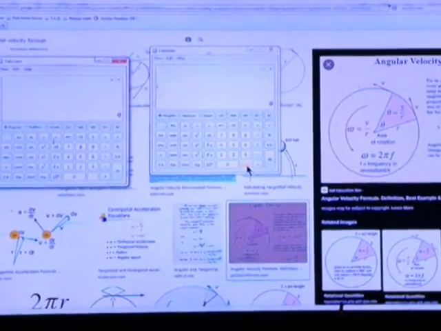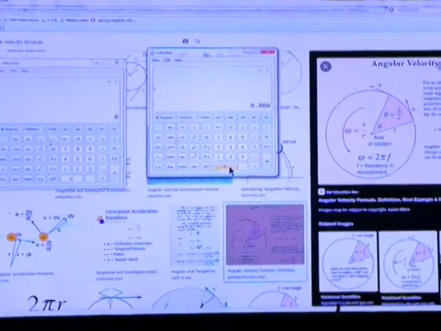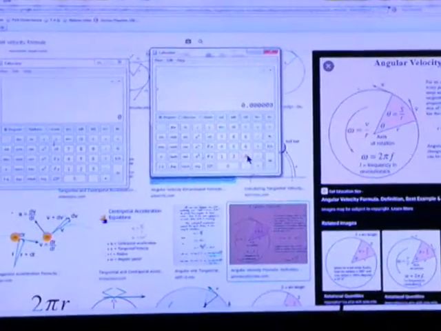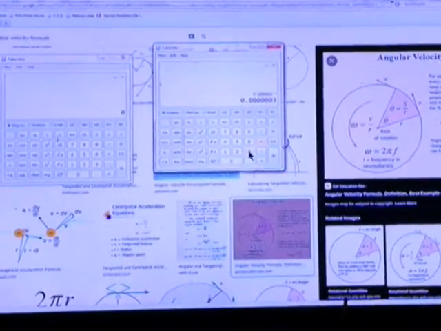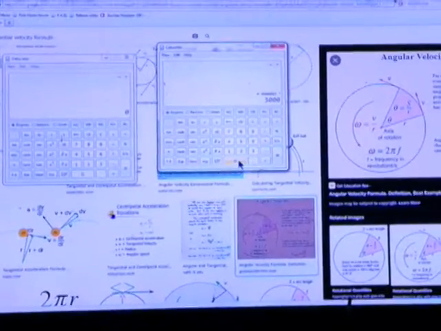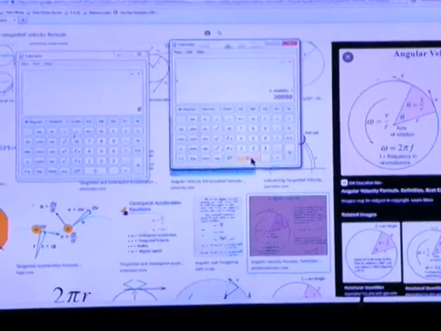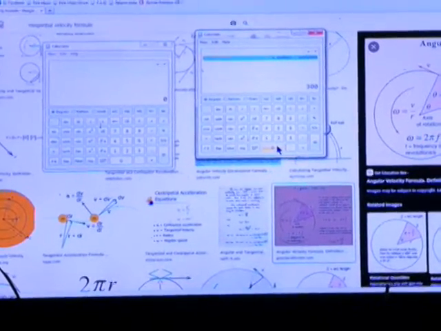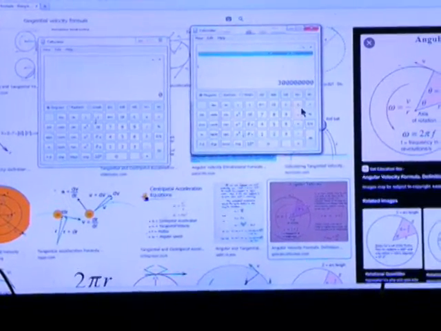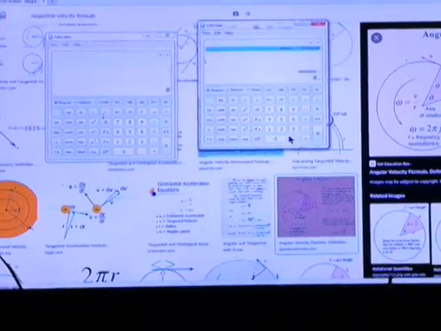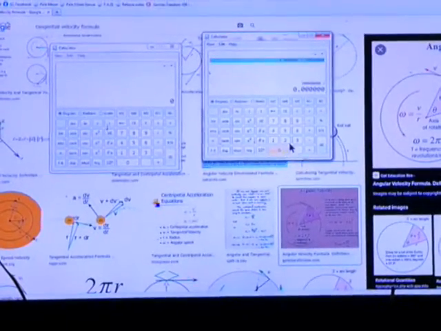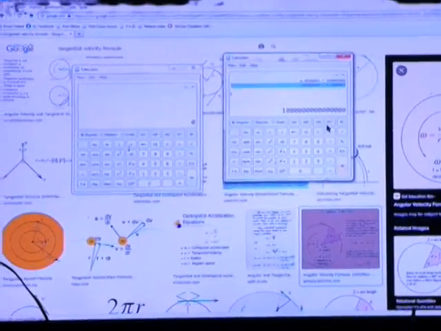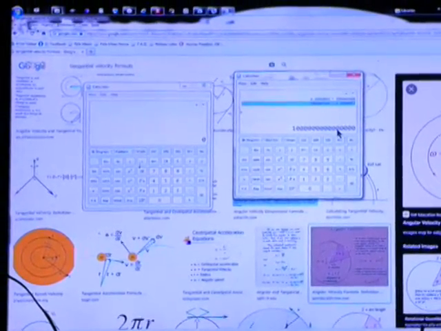Let's see, what wavelength shall we do? We'll do 300 nanometers times the speed of light. Oh, wait a second. It's the speed of light divided by wavelength equals frequency. Divided by 300 nanometers. Okay, so here's the frequency of 300 nanometers right here.